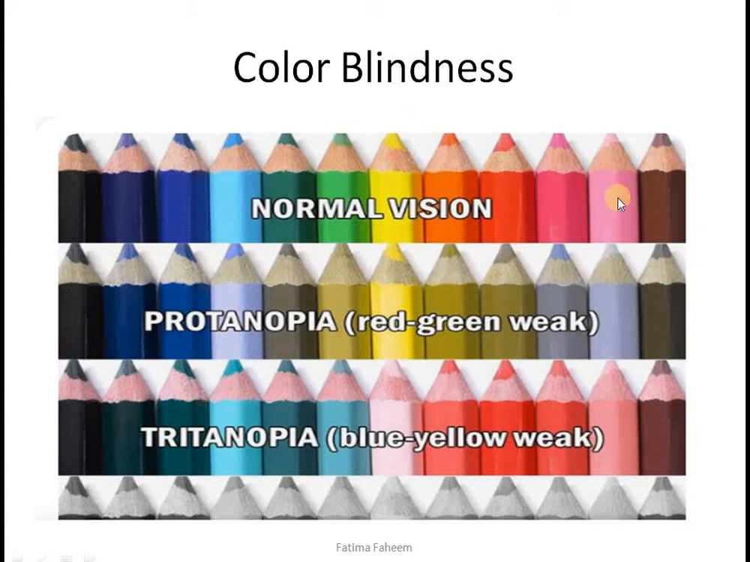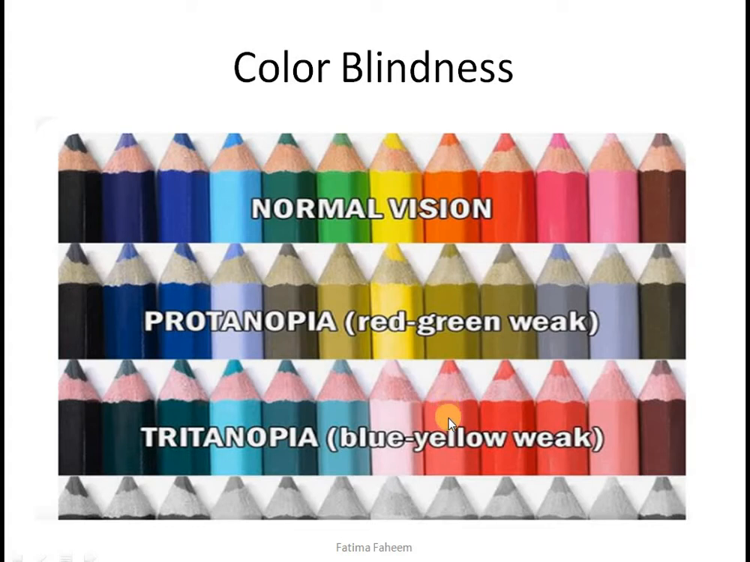This is the normal vision of a person who has fully functional cones. You can see that the colors are distinct, they can be distinguished clearly. On the other hand, a person who has red-green weakness in the cones won't be able to judge different colors clearly. The colors are not clearly identified as they were in the normal case.